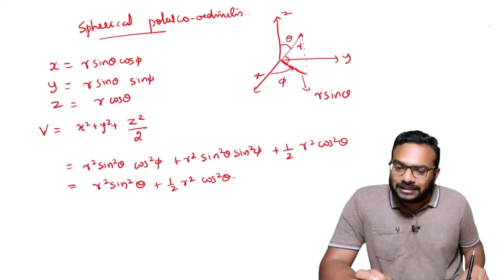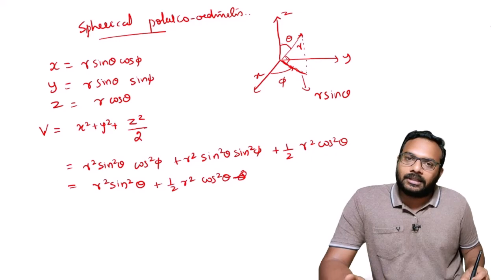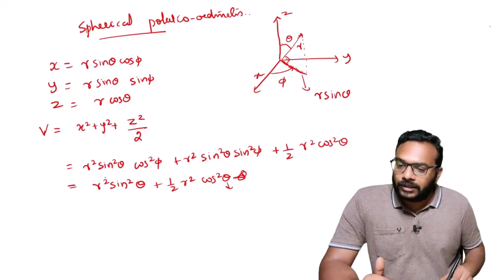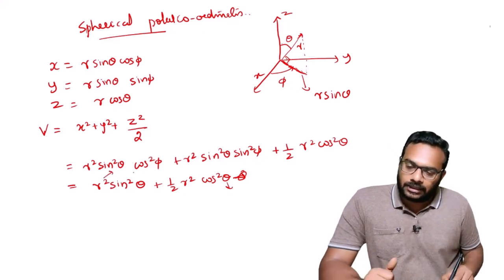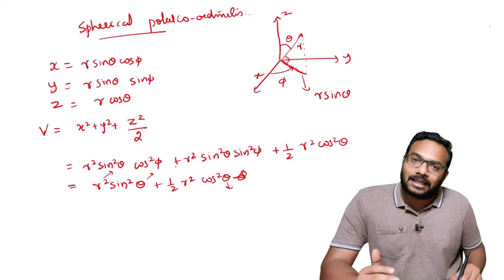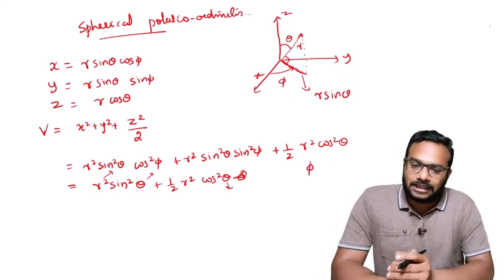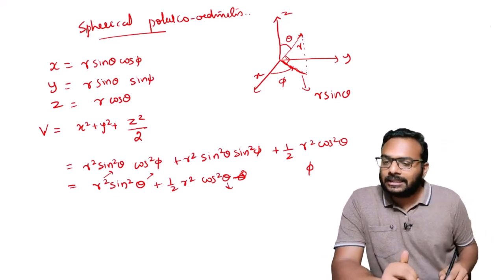Right? So we see here that phi does not appear in the potential, but theta does. R also appears. So when you change R, the Lagrangian will change. When you change theta, the Lagrangian will change. But when you change phi, the Lagrangian does not change.